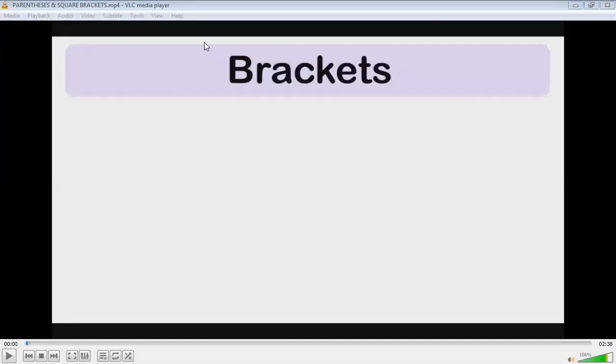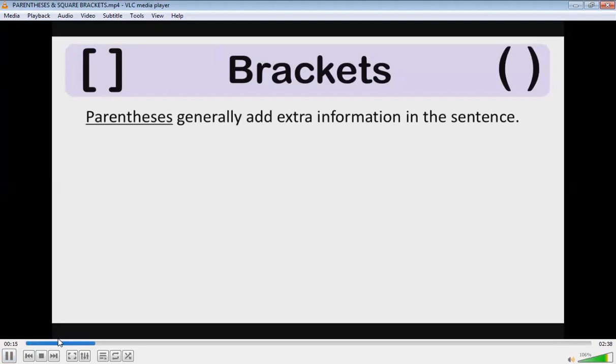Brackets now. Brackets come in pairs and are used to add extra information to a sentence. This extra information can be a word, a phrase, or even an entire sentence. There are two types of brackets. The first type is parentheses. So you can see that parenthesis is a type of brackets. You get the idea? Parentheses are generally used to add extra information in the sentence.